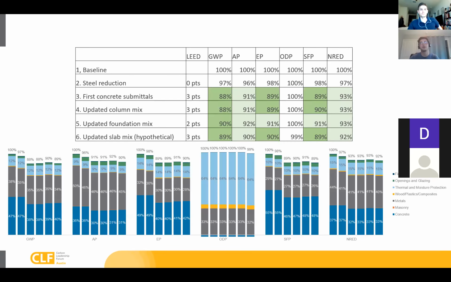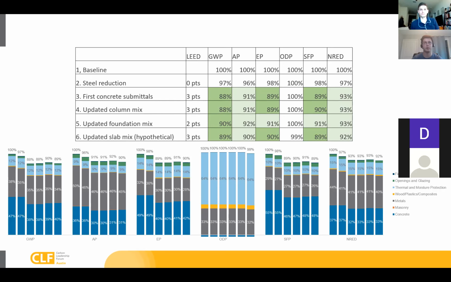And so when we look at what happened over time, each of these are different impact categories, and they're each changing over time. So the first one was just the baseline building. And then the second one shows the reductions we got just from the steel. And then the third is the first concrete submittals we got. And then as we were working through the project, we basically had, well, we need to use a higher cement mix. We need to use something different here.